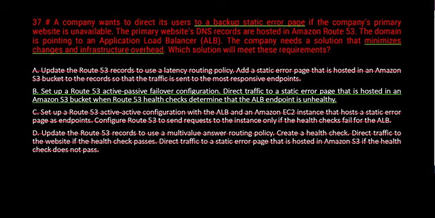Then we will direct traffic to the error page that is hosted in an S3 bucket when Route 53 health checks determine that the ALB endpoint is unhealthy. That's what we want to do. Okay, so that is our answer. Remember the difference between active and active passive.